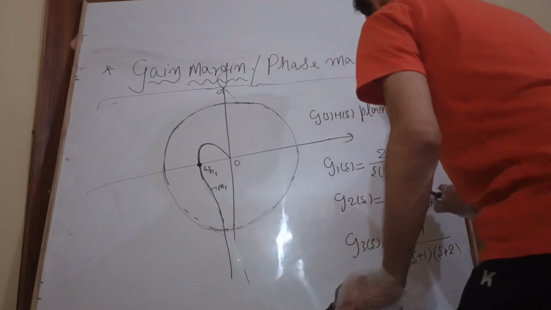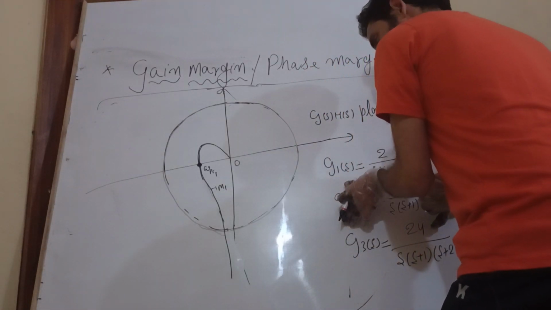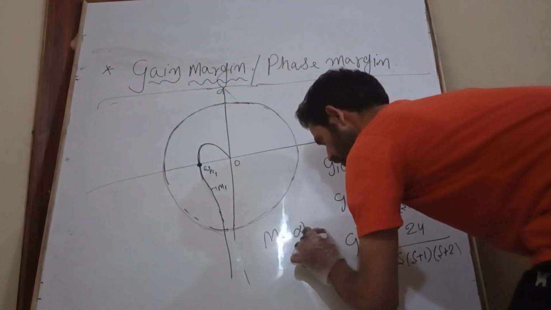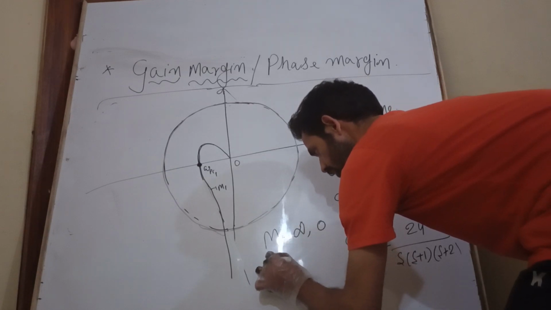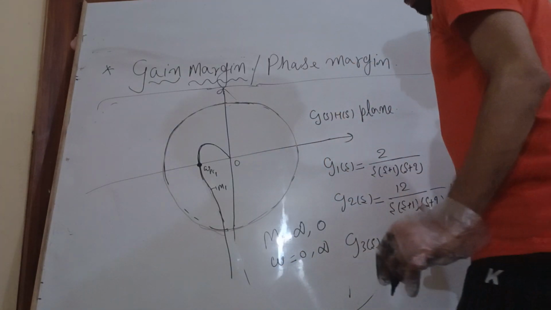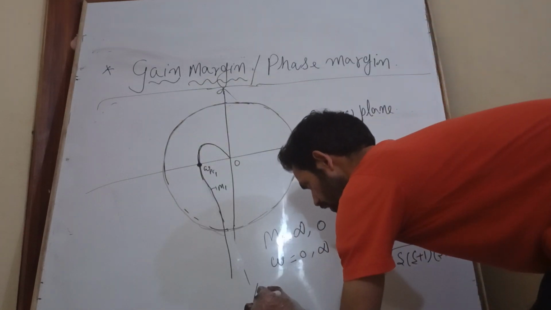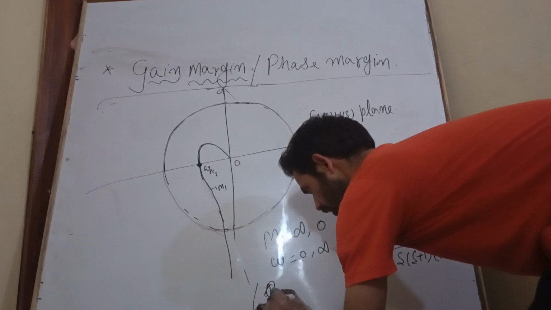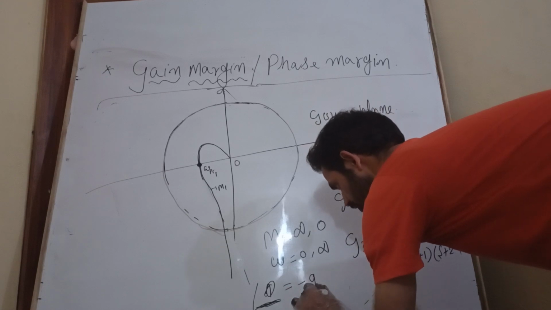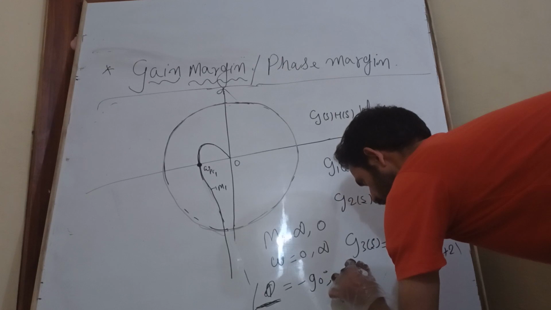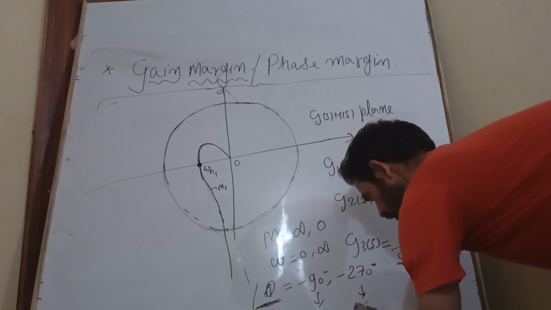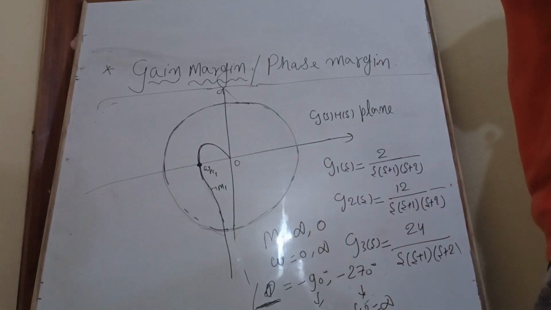Now let us draw for this second system. Here also we are getting magnitude infinity and 0 at omega equal to 0 and infinity, for all the systems. And here the angle phi we are getting is minus 90 degrees and minus 270 degrees. We get minus 90 degrees at omega equal to 0, and minus 270 degrees at omega equal to infinity.